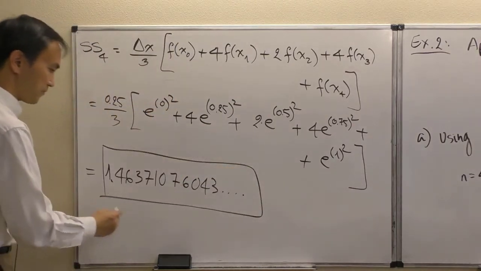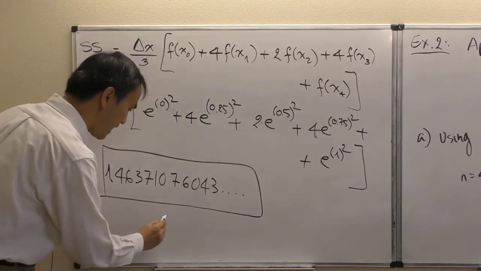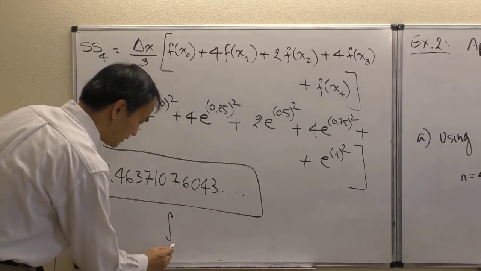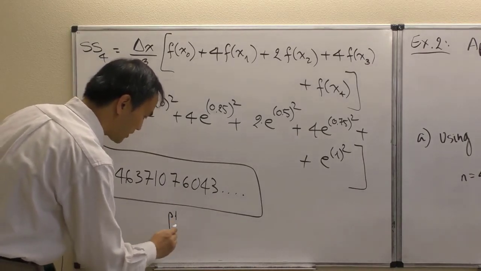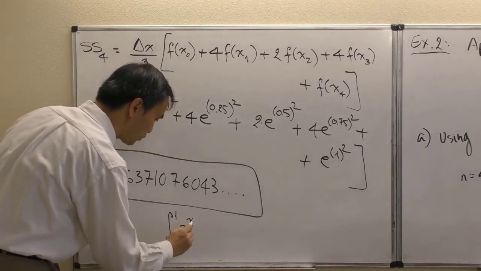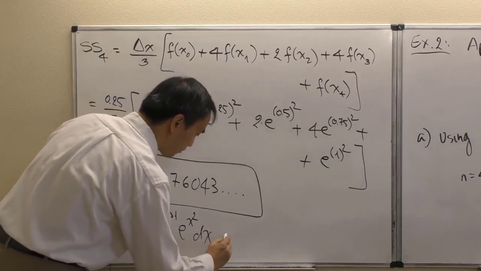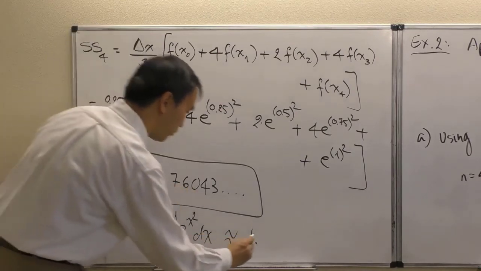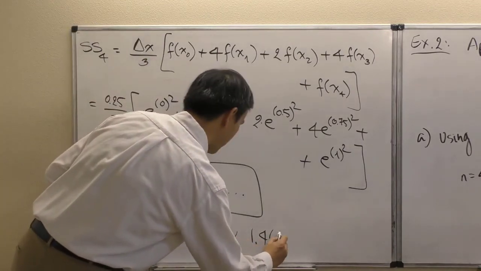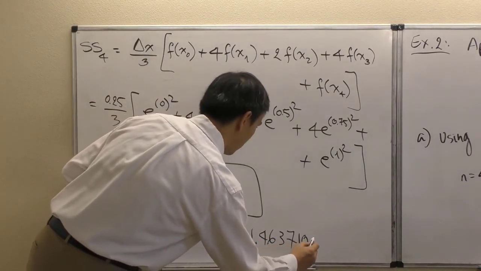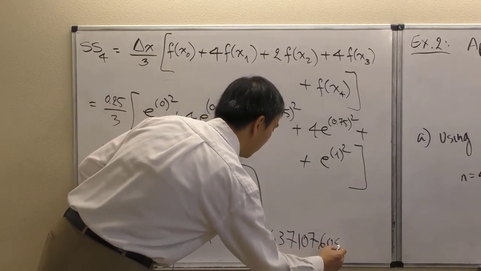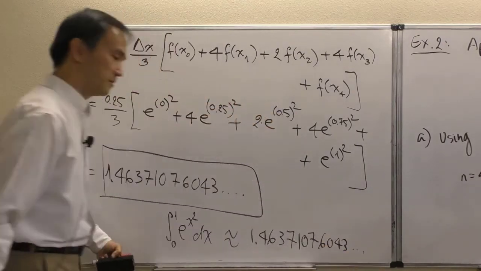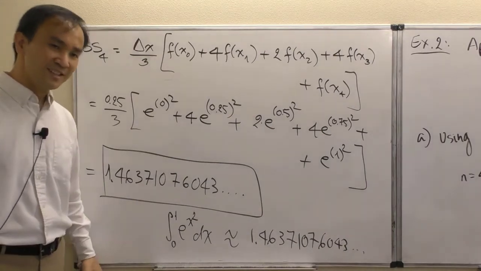That means the actual answer, the definite integral from 0 to 1 of the function e to the x squared, is approximately close enough to this answer here, 1.4637107604 and a lot longer. That's what it means right there. All right.